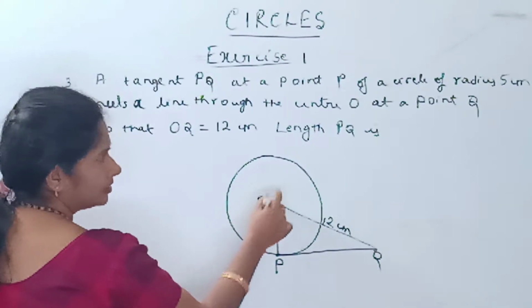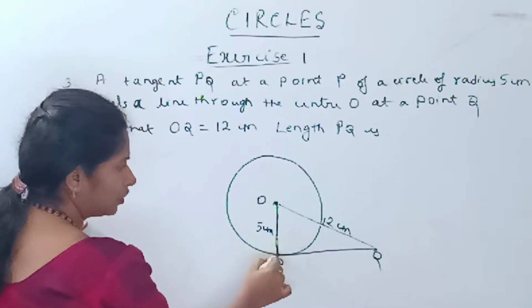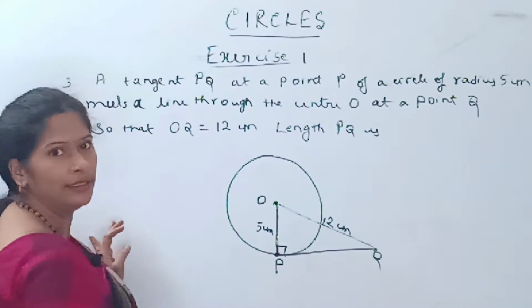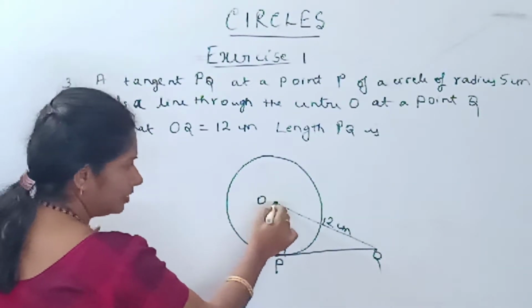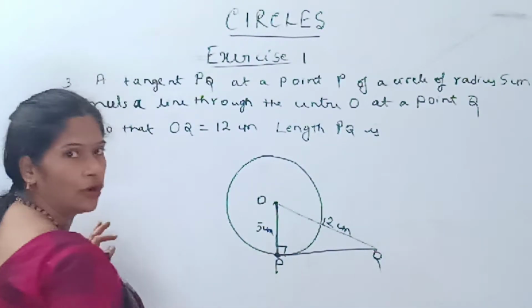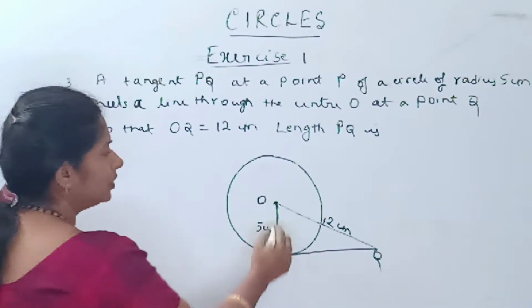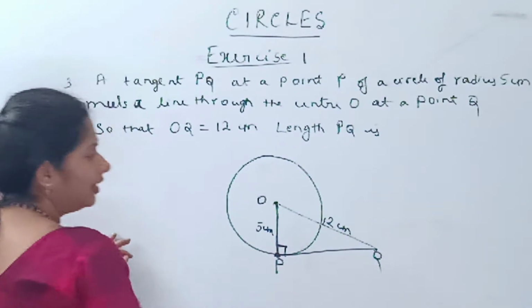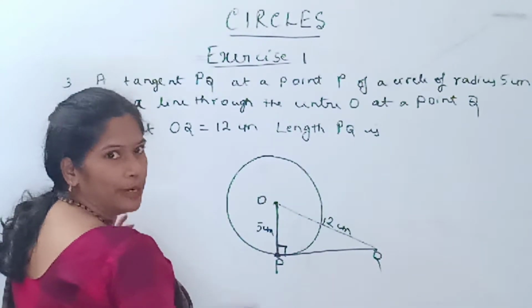In the next session I am going to teach you one theorem: the radius drawn to the point of contact is always perpendicular to the tangent. First you should know that the radius drawn to the point of contact is always perpendicular to the tangent. So here OPQ is a right angled triangle. Now, since it is a right angled triangle, you can apply the Pythagoras theorem.